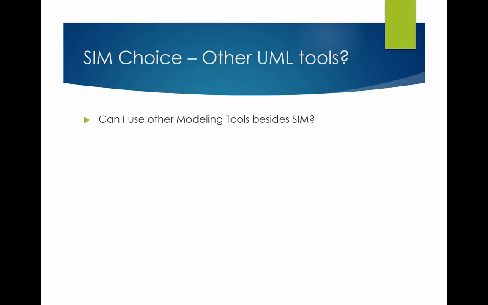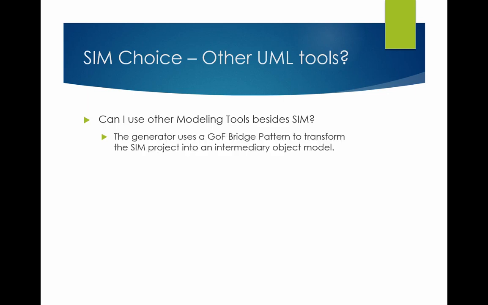So can you use other tools? Well, obviously you can, because I told you about that in the last slide. The generator uses the Gang of Four bridge pattern to transform the Sim model into an intermediary object model. There's one line of code in the entire system where that actually takes place. It's early on in the generate code method inside of the SQLINQ generator, and basically it's a static class. It takes a UML model parser and parses a file.